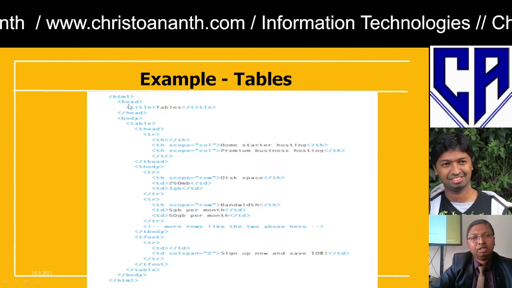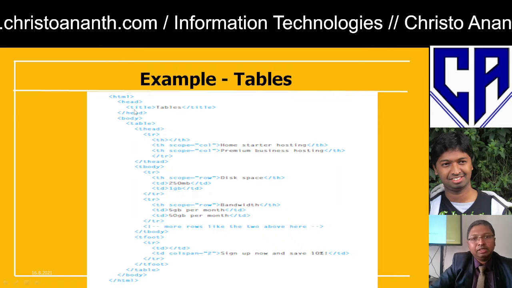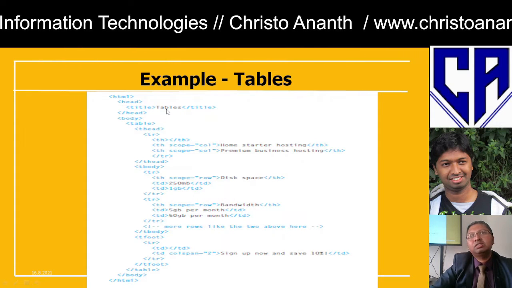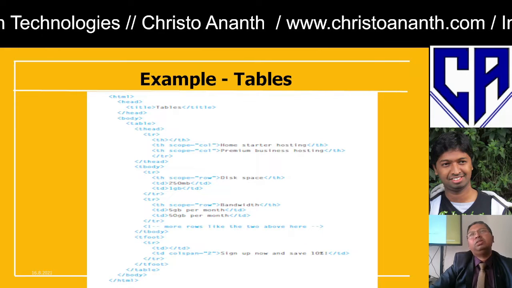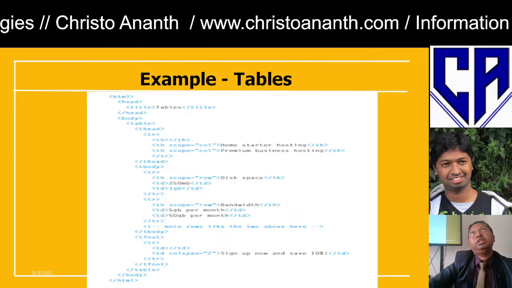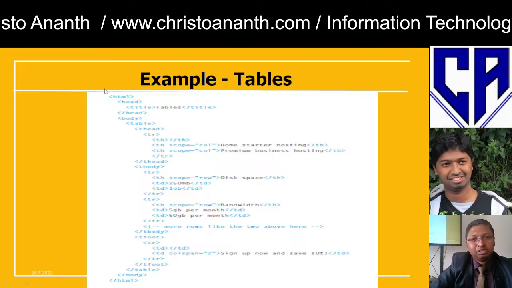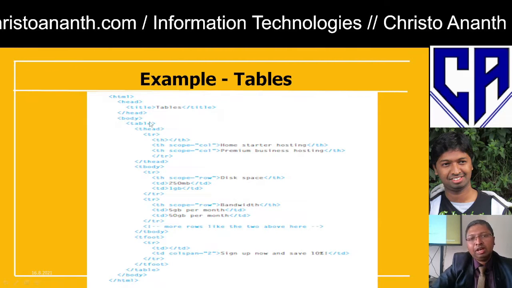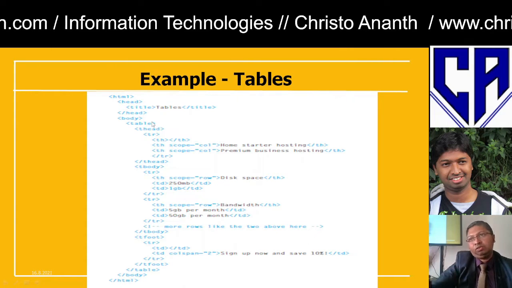So you have HTML, head, title. What is the title? Tables. Where do you find the tables? Just in the browser window top. Tables. You close the head and then body. Within the body you have table, which means you are forming a table.